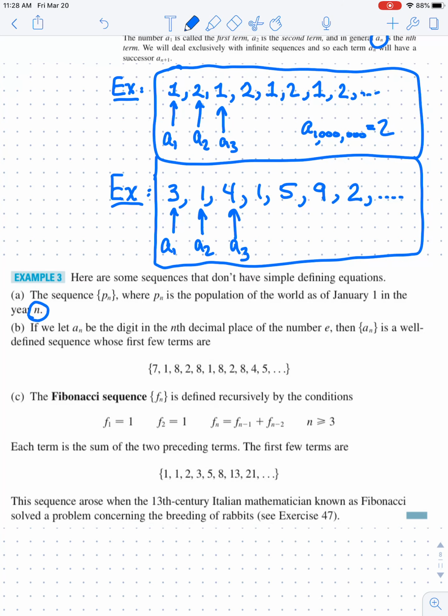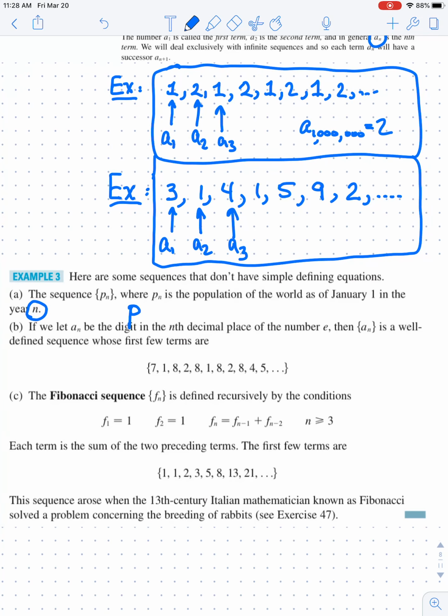It would be increasing. Right now we know P sub 2020, that's our current year. And the world population in 2020, I'm looking it up right now, is roughly 8 billion people. And so this is one way that sequences kind of come up in our lives.